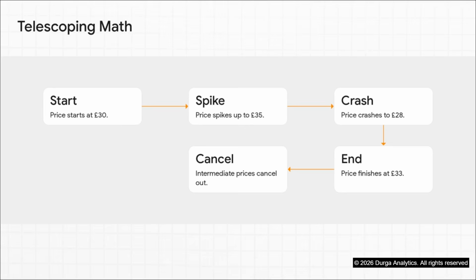This happens because the intermediate prices physically cancel each other out in what we mathematically call a telescoping effect. For a fixed position, the path the price actually took doesn't matter at all. Only the absolute first and absolute last prices do.